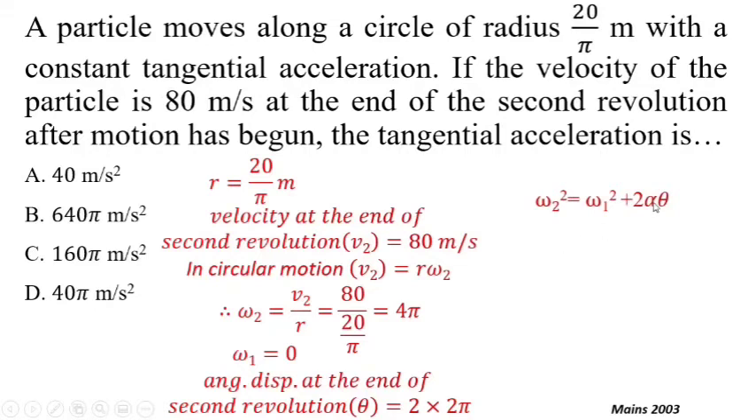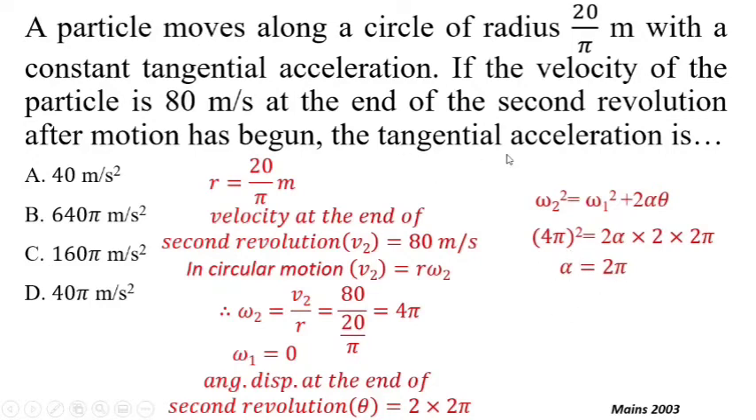So to find the tangential acceleration we will put all these values in this equation. Here omega 2 is 4 pi. So (4 pi) square, omega 1 is 0, so this term becomes 0, is equal to 2 alpha into 2 pi. So if you calculate this you will get alpha equal to 2 pi. So this is the angular acceleration that we have calculated.